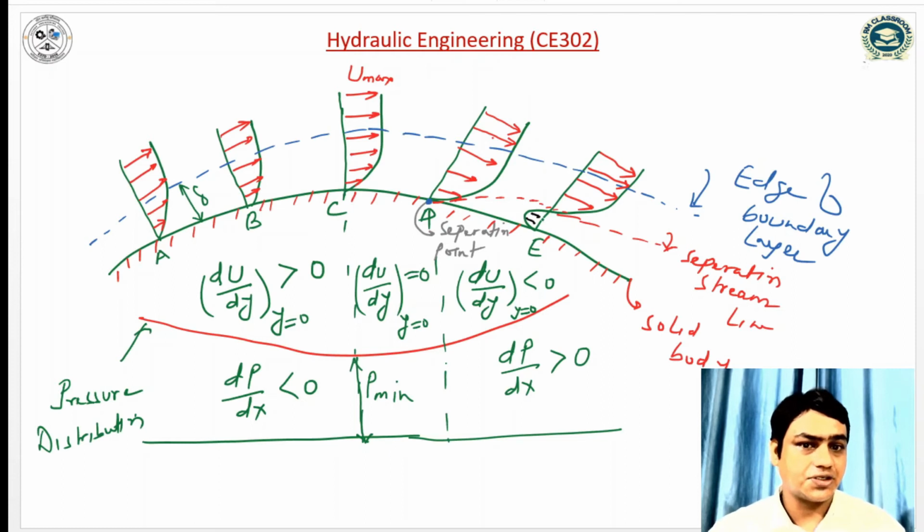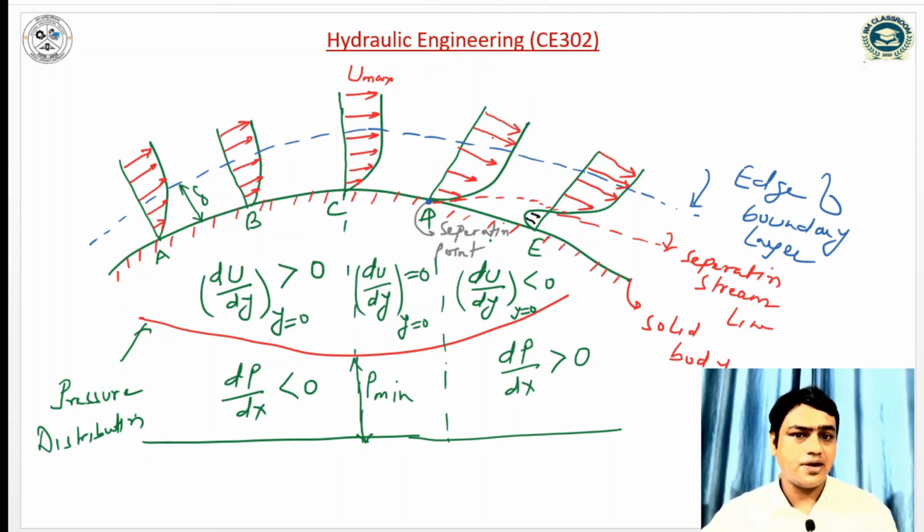We can see the velocity distribution. This line is called the streamline, the separation streamline. This is the edge of the boundary layer. We can see the boundary layer thickness is increasing along the solid body, and this is the pressure distribution.